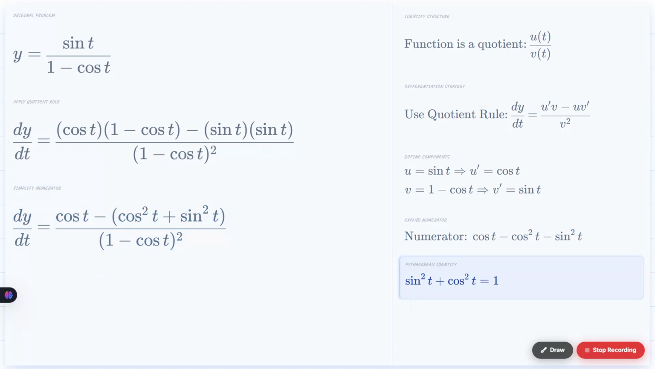We note that sin squared plus cos squared equals 1. We do this to find a way to make the numbers smaller. This is a standard rule in math called the Pythagorean identity.